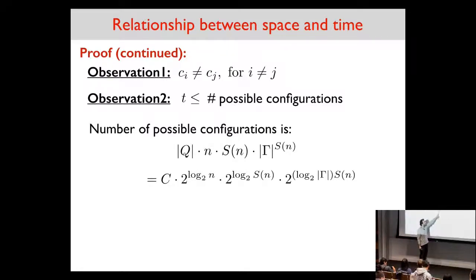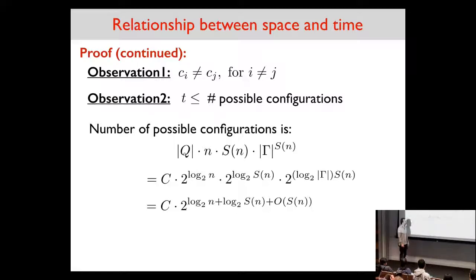The S of N is 2 to the log base 2 S of N. And then I can write gamma, the size of gamma, as 2 to the log base 2 of gamma. So this gamma to the S of N can be written as this. Okay, so the next step is pretty clear. Put the exponents together, add them up. Okay, and now you see, I have log N, log of S of N, and big O of S of N.